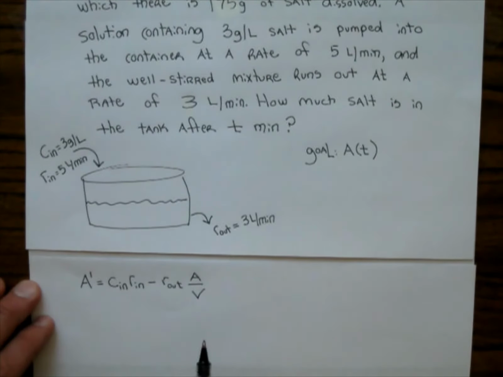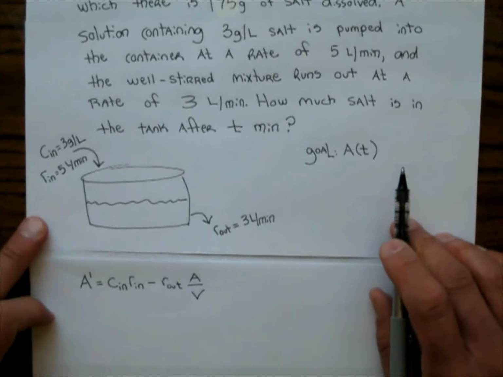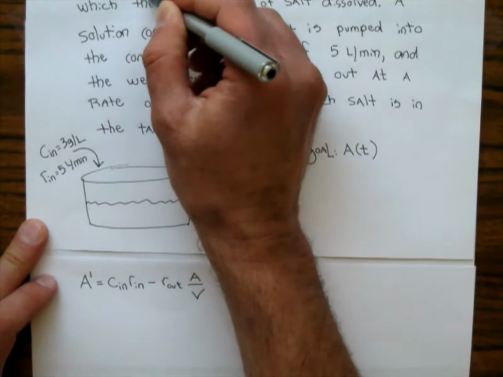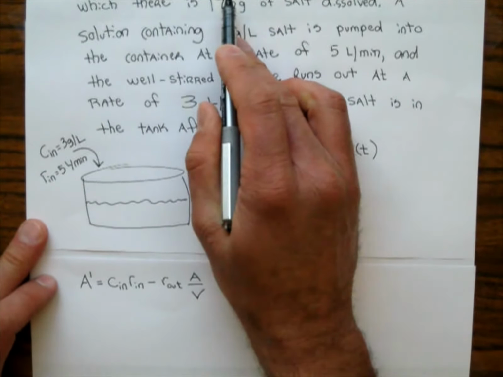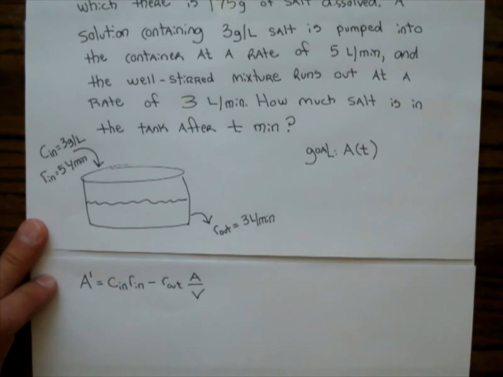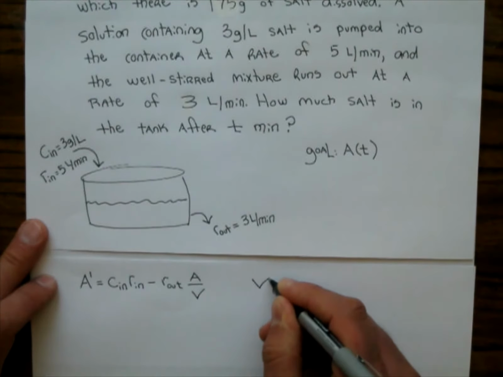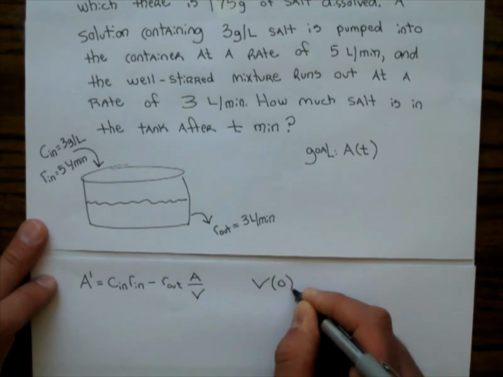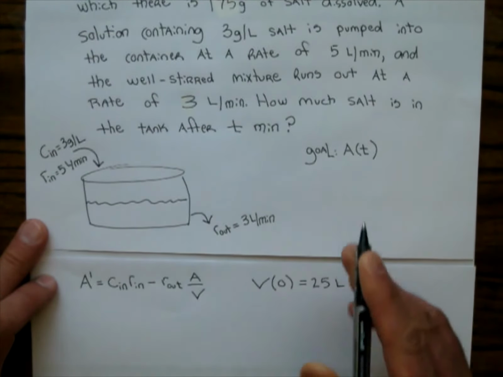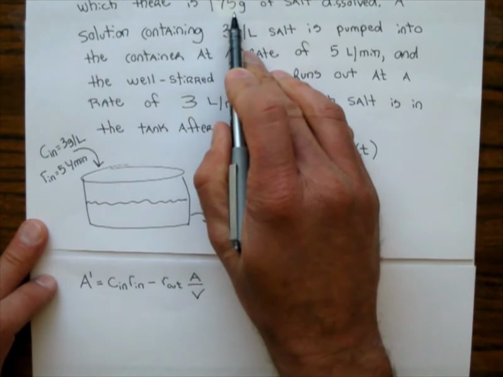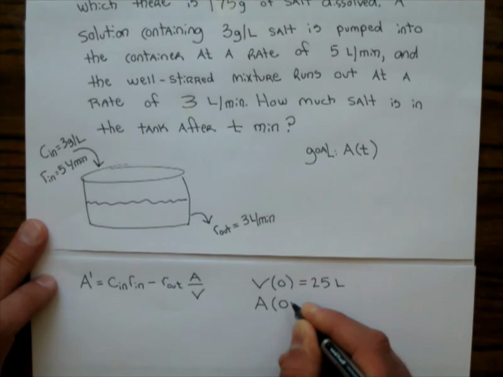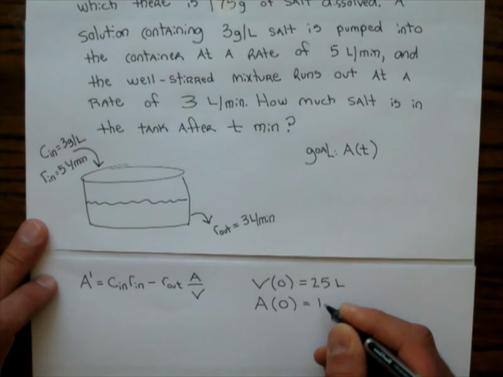We're also going to look at some numbers. We have initially, so there's a keyword right there, a tank initially contains 25 liters of water. Those are our initial conditions. At the very beginning, when the clock starts at 0, the volume is 25 liters, in which there is 175 grams of salt dissolved. So the amount of salt at 0 is 175.